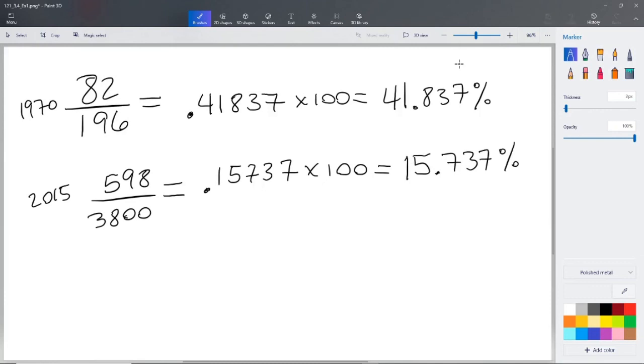So what the percent tells us is, even though we spent a lot more money, as in $598 billion for defense in the year 2015, it was actually a smaller percent of the overall budget than it was in 1970.